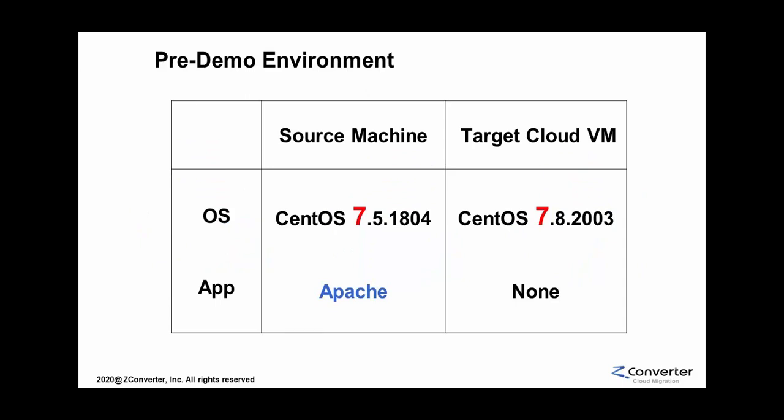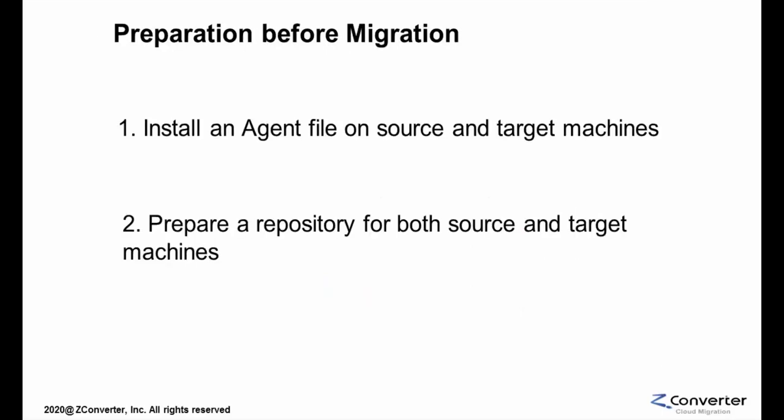Pre-demo environment. As you can see in this demo, our source and target machines are running different minor versions of CentOS 7. The Apache web server is installed on the source VMware virtual machine only, to later show a successful migration. In our post-demo environment, you can see that both source and target are now running CentOS 7.5.1804, which was originally the OS of the source VMware virtual machine only. Also, the Apache web server is now migrated from the VMware to target GCP virtual machine. The migration was completed successfully.